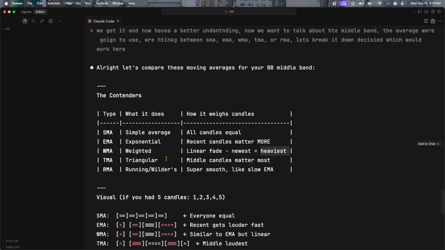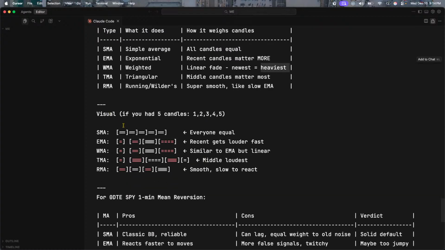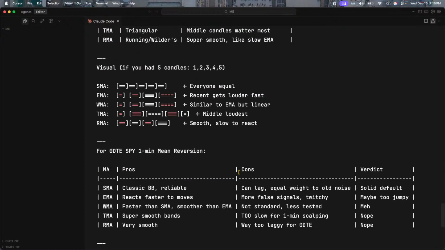TMA is the triangular moving average. The middle candle matters the most here. Or RMA is the Wilder moving average, super smooth like a slow EMA. All right, visual, if you had 5 candles. The SMA, everybody's equal. The EMA, only the recent gets louder. The WMA, similar to the EMA, but linear, right? TMA, the middle is the loudest. And then the RMA is the smoothest, slowest to react.